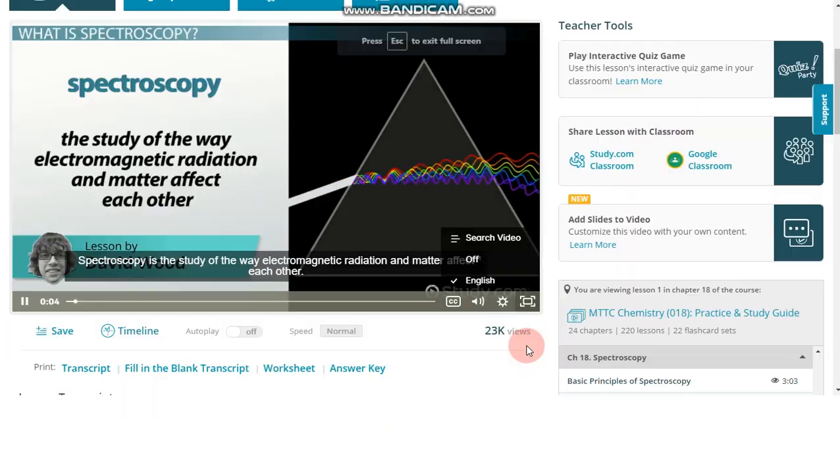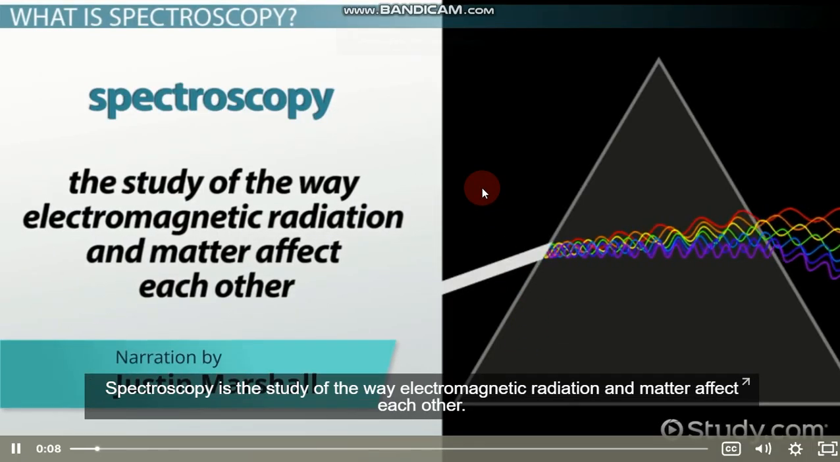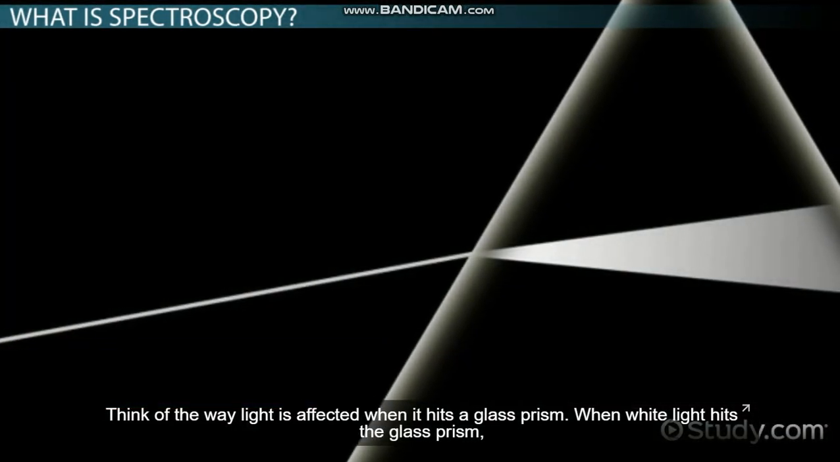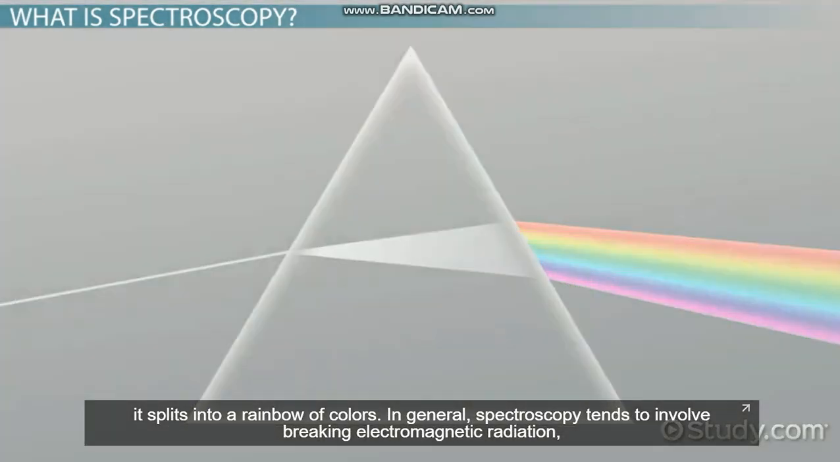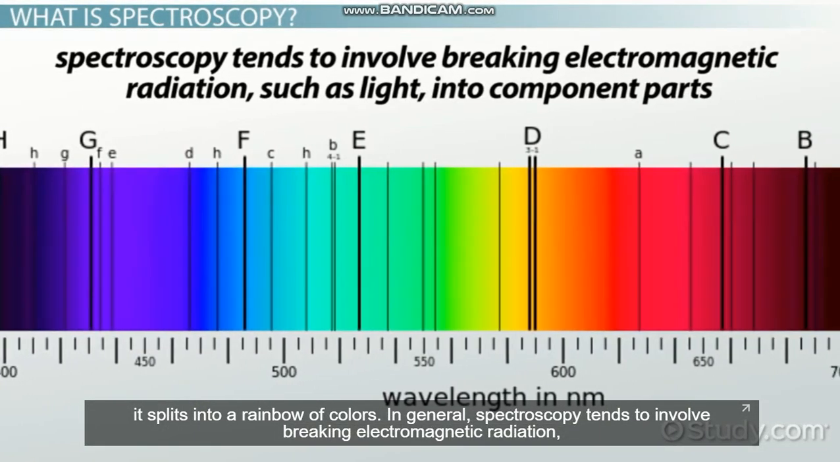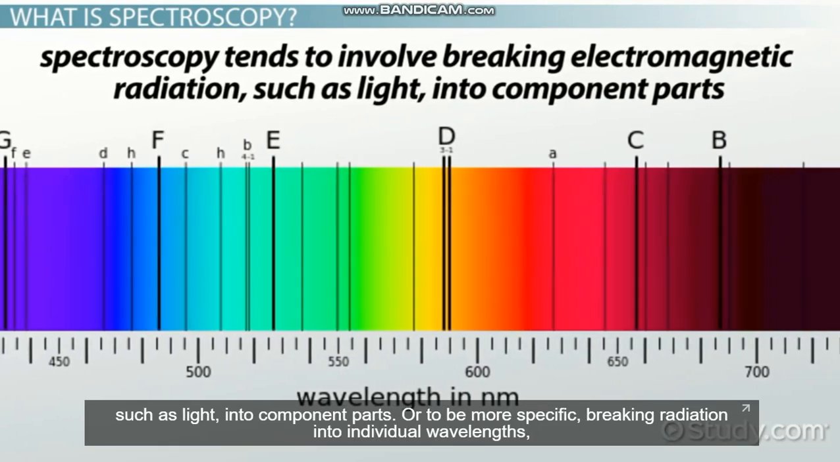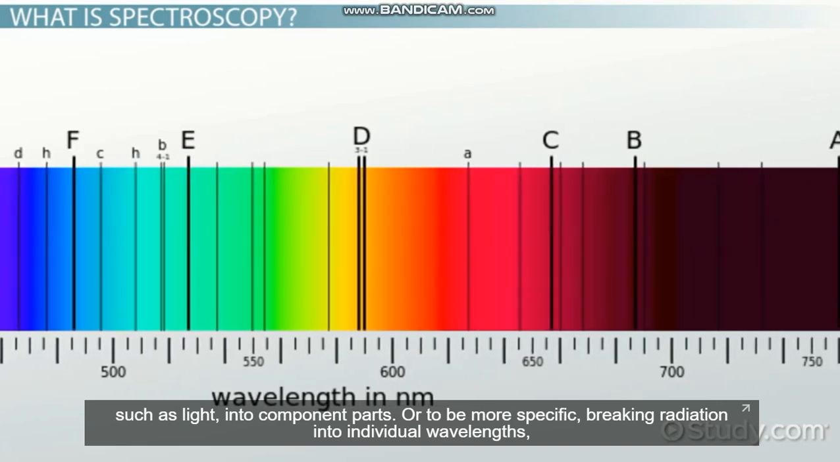Spectroscopy is the study of the way electromagnetic radiation and matter affect each other. Think of the way light is affected when it hits a glass prism. When white light hits the glass prism, it splits into a rainbow of colors. In general, spectroscopy tends to involve breaking electromagnetic radiation, such as light, into component parts, or to be more specific, breaking radiation into individual wavelengths or colors.